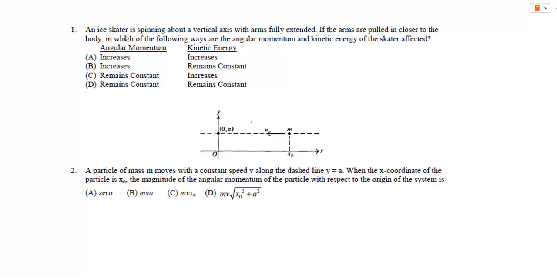An ice skater is spinning about a vertical axis with arms fully extended. If the arms are pulled in closer to the body, in which of the following ways are the angular momentum and the kinetic energy of the skater affected? You must have seen in ice skating that when the skater pulls her arms inward, her rotational speed increases. So why is this so? This is just because of conservation of angular momentum.